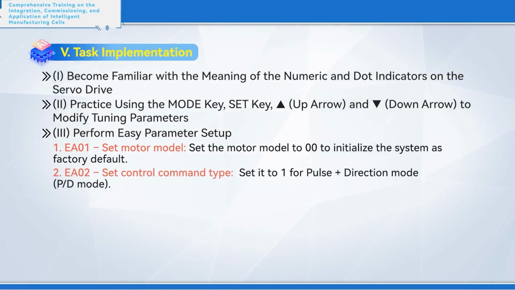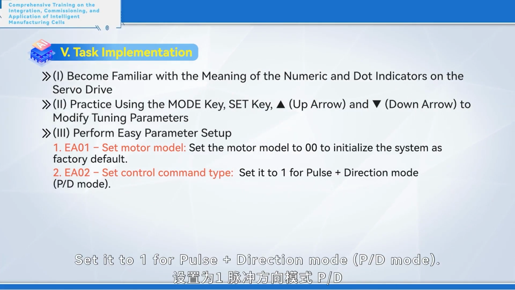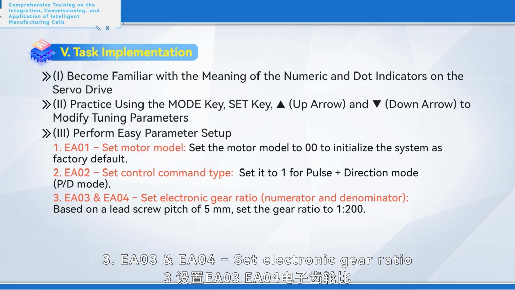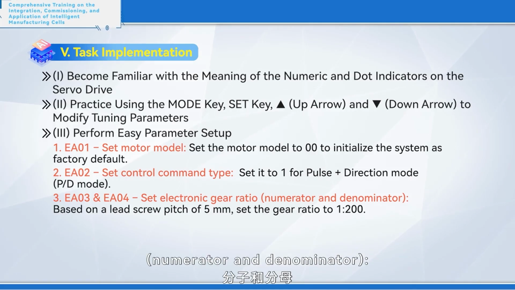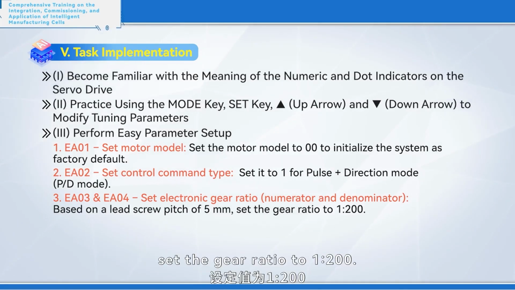2. EA02. Set control command type. Set it to 1 for pulse plus direction mode, PD mode. 3. EA03 and EA04. Set electronic gear ratio, numerator and denominator based on a lead screw pitch of 5 mm. Set the gear ratio to 1 to 200.